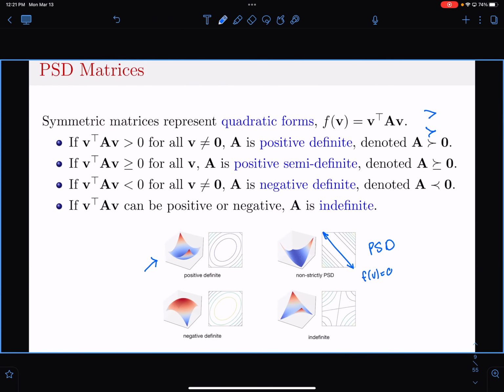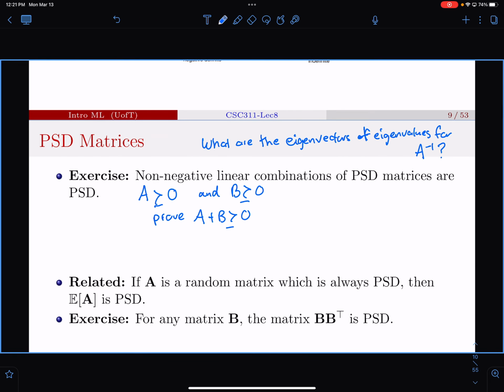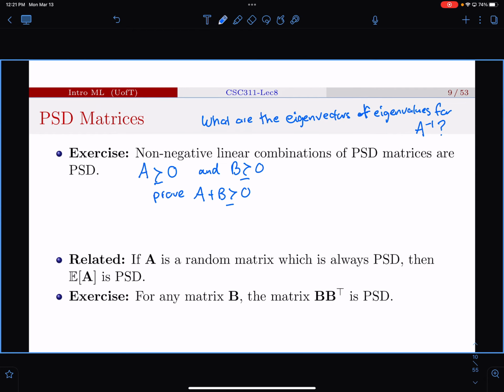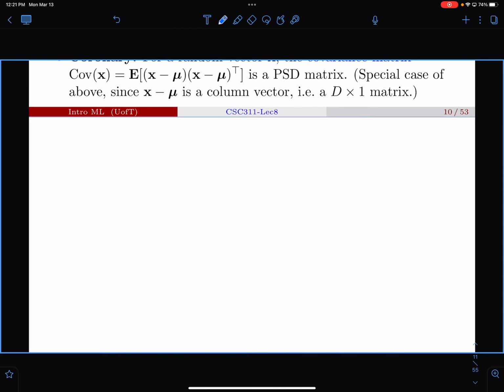All right, so let's go ahead and do these exercises together. So for A inverse, let's start again from AV equals lambda V. How do we get A inverse into this equation? So let's say lambda and V are eigenvectors and eigenvalues for A. Yeah, great. So we hit both sides by A inverse.